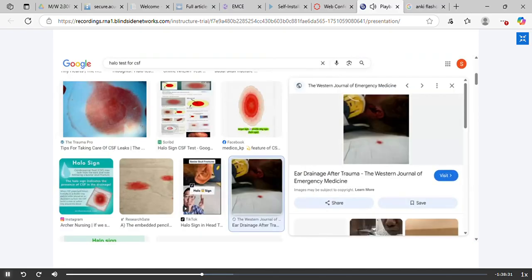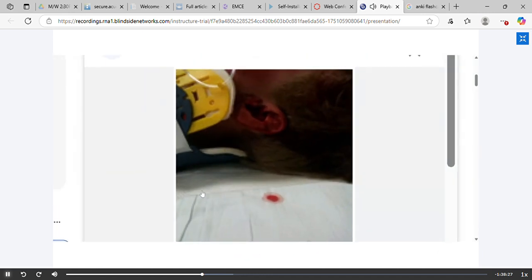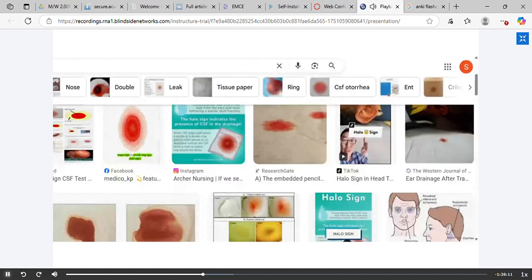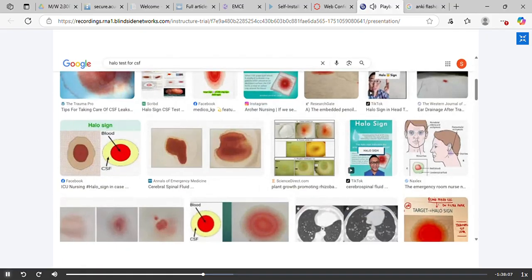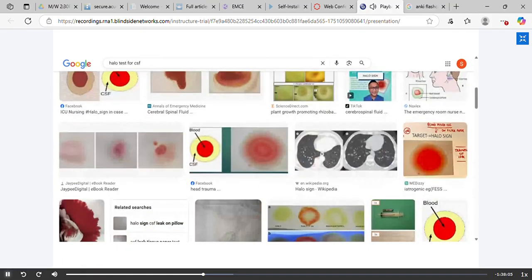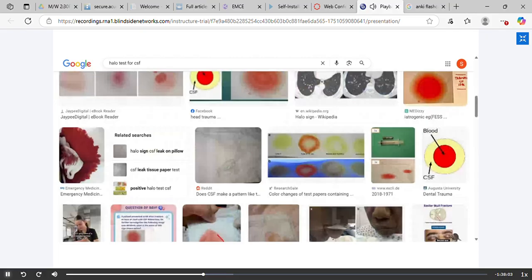Let's see here. Okay, so he's got bleeding coming out of his ears right here, and it looks like he may have been on his side, or maybe they took this and just kind of brought it up. But you see the blood in the middle and then the lighter color or halo around it. And that is an indication of cerebrospinal fluid, which is not good, right? Not good.